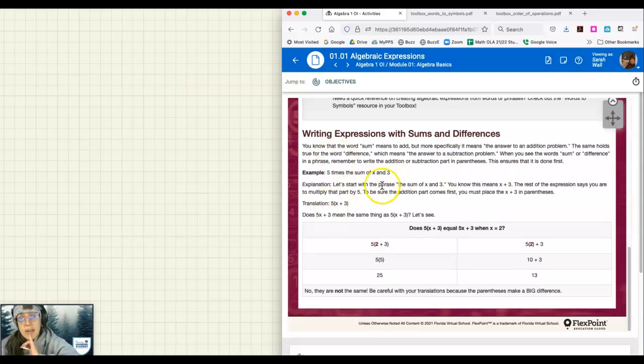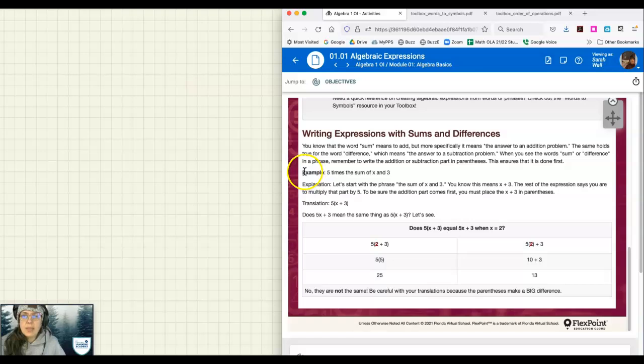So writing expressions, what's the difference? Does 5x plus 3 mean the same thing as 5 parentheses x plus 3? Let's see what happens. So it doesn't, right? If we're substituting in 2 for x and we have 5 parentheses 2 plus 3, that's different than 5 times 2 plus 3. And the reason is the distribution, right? The distribution of the 5 means that 5 is multiplying both of those things. So they are not equivalent.